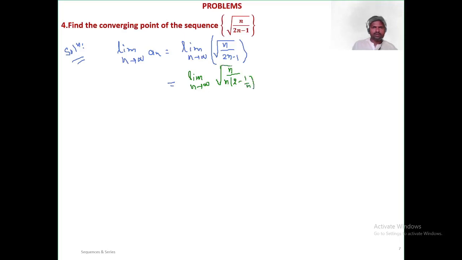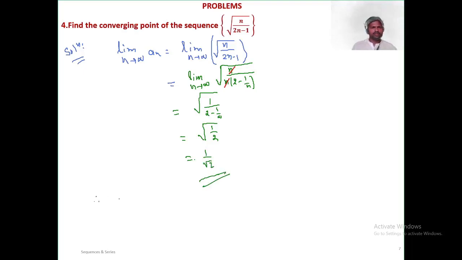Okay, so now what happens? The n cancels out, this n cancels out. Okay, what is left? Only numerator 1 is left. So after applying the limit you will get square root over 1 upon 2 minus 1 by infinity, which means simply square root over 1 upon 2. This is simply 1 by root 2. So this is the limit of the sequence. Therefore the given sequence converges to 1 by root 2.